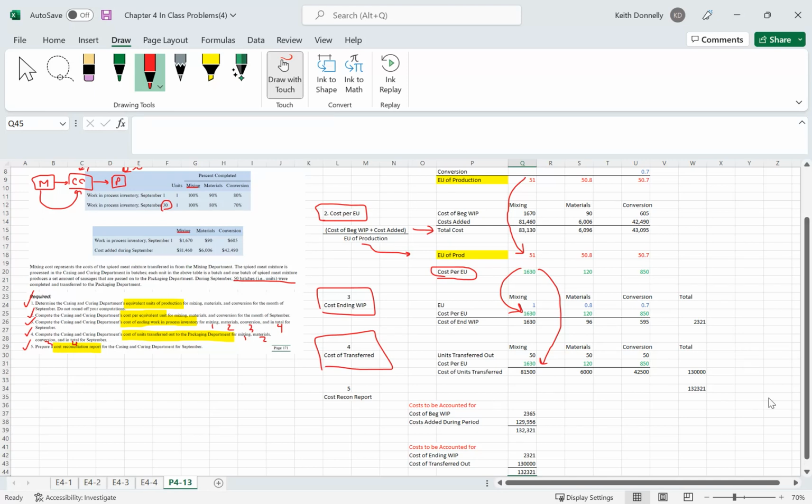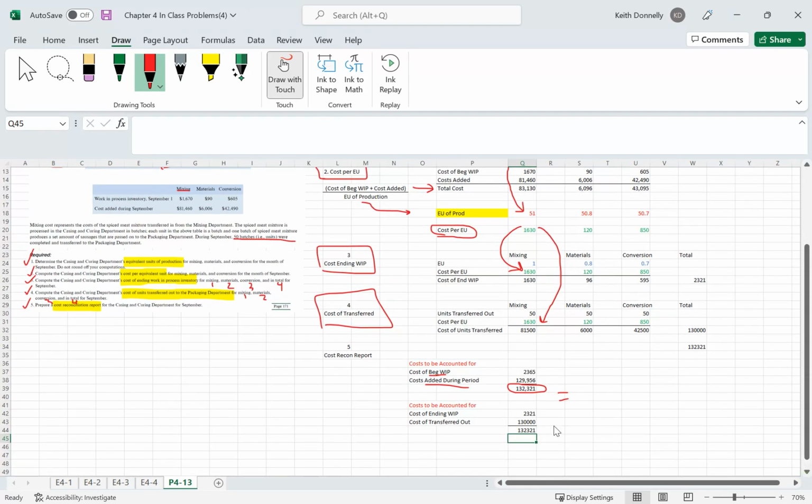And then at the end, what we reconciled is our beginning WIP plus the cost we added, that 132. That's going to equal the cost of our ending WIP plus what we transferred out, 132. In other words, if you remember from financial accounting, it's kind of a bank reconciliation. The idea is to show that it matches up, it balances.